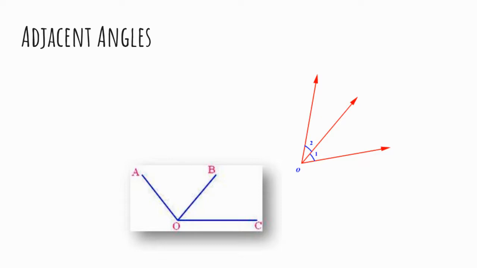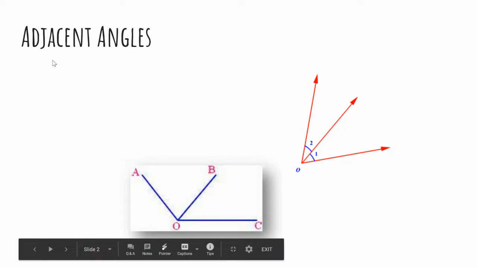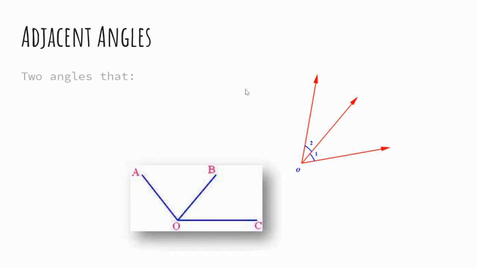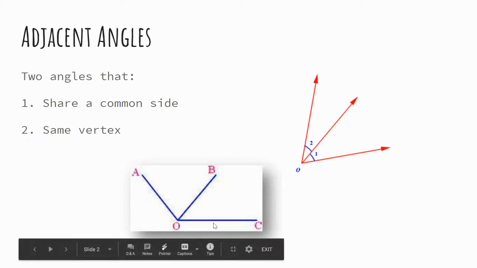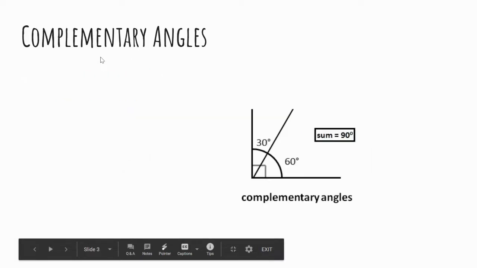So the first kind of angles that we're going to talk about are adjacent angles. Adjacent is a big, famous word for just next to. So the technical definition is there are two angles that share a common side, and they have the same vertex. So this angle and this angle, you see that they share this side and they have the same vertex. So angle one and two are considered adjacent angles. Same thing here. You have OC, and you have AO, and then in between you have B. So this angle and this angle share this side, and they have the same common vertex. So anytime you have that, they're called adjacent angles.